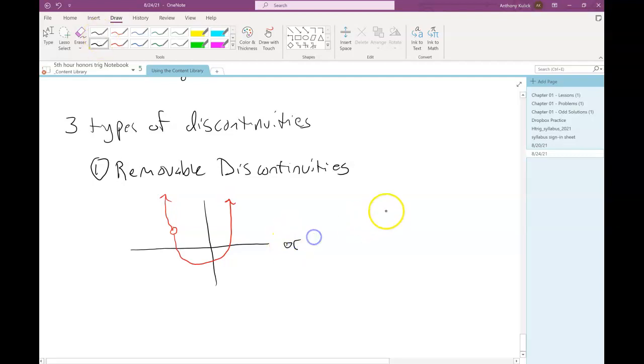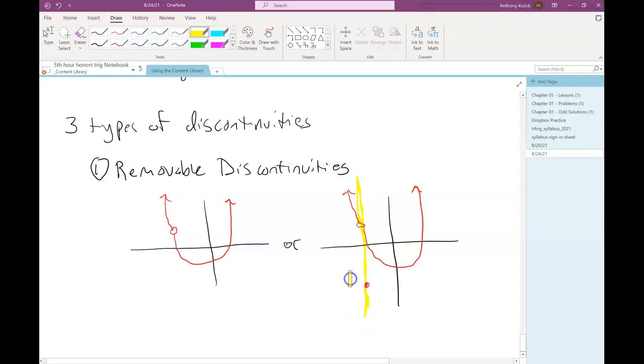Or sometimes, and this wouldn't have been a situation that we saw last year, your graph could have that break in it, but the point is still there, it's just in the wrong spot. Keep in mind here that these have to be on the same vertical line. Why is that? If they weren't, it would fail a vertical line test, right?